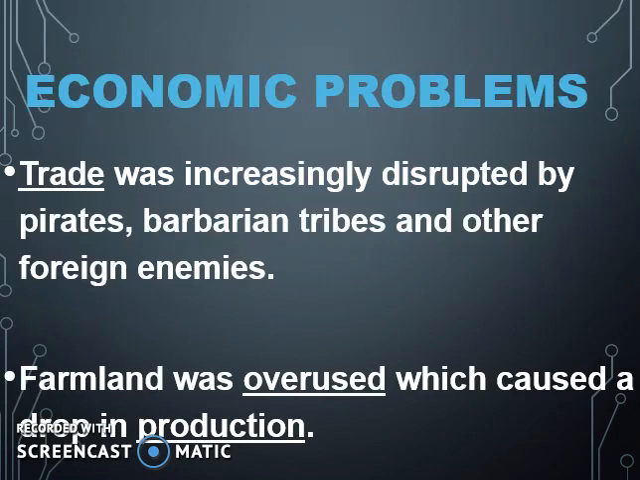If you use the same farmland every year to plant crops, eventually all of the nutrients in the soil are going to be used up. So what farmers have discovered is that they have to rotate fields. They cannot use the same field every single year. If you give a field a few years off from producing crops, then the nutrients are able to resupply. But in Rome, the farmland is overused, which causes a drop in production.